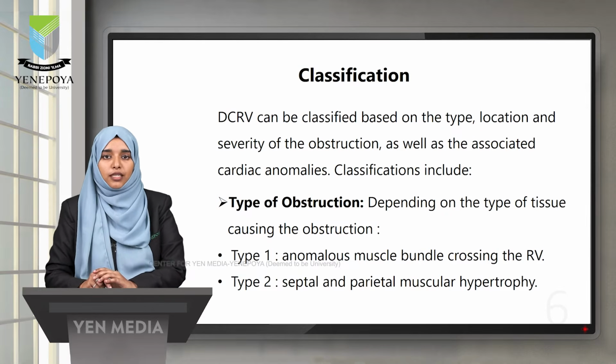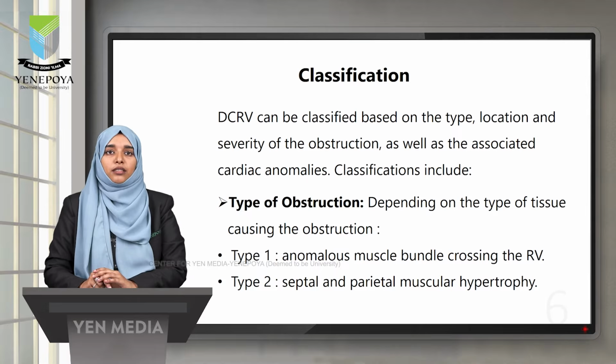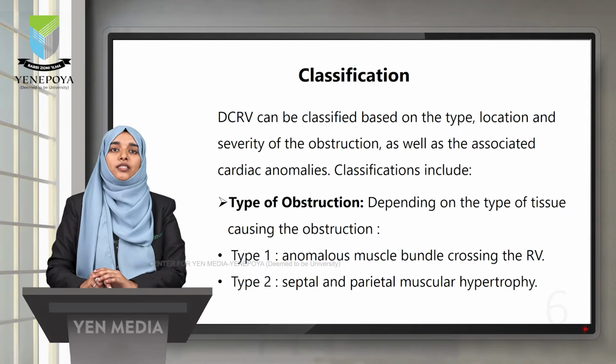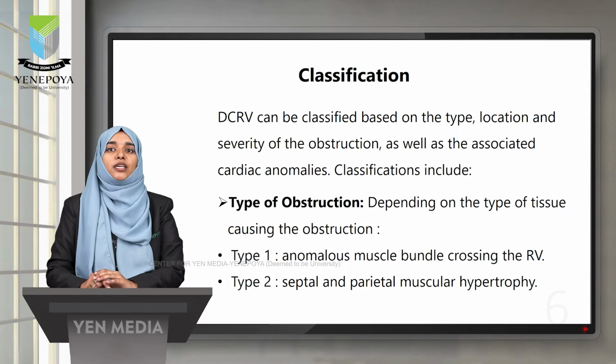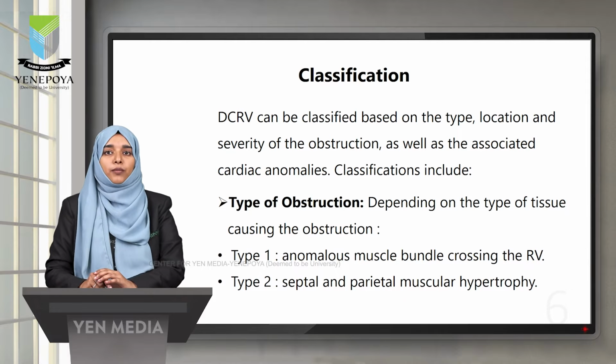We will move on to the classification of DCRV. Classification of DCRV is based on the type, location and severity of obstruction as well as the associated cardiac anomalies that you find along with DCRV.